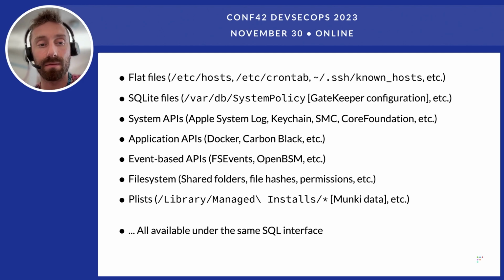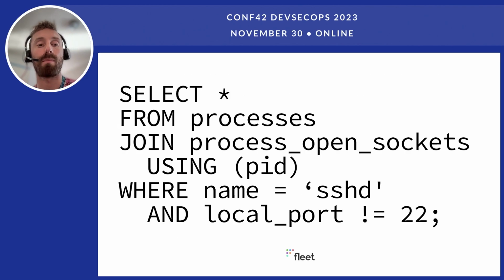One of the pieces of value that we get from that is that we can start to combine together the tables that are available from each of these sources. For example, here we can take a query that joins the processes and process open sockets tables. It does that by looking for the information where the processes share the same PID. And then we can do filtering as well in the SQL query. In this case, we're looking for SSHD processes that are listening on a port that's not port 22.